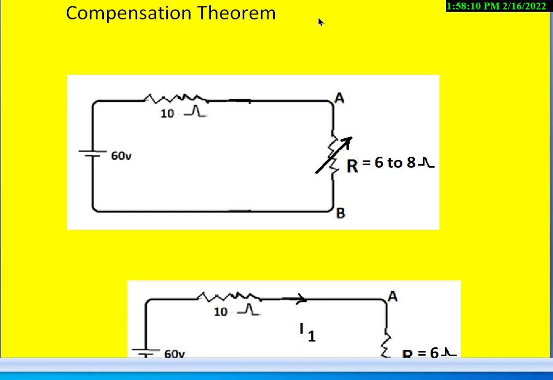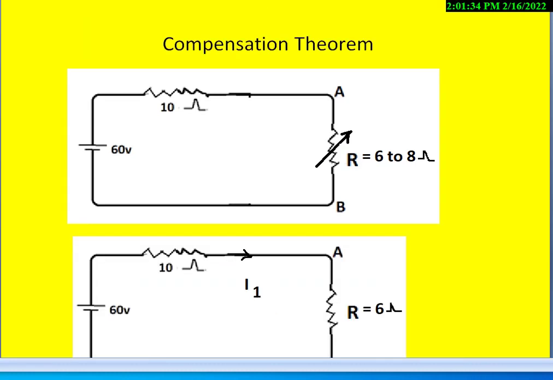So let me take another problem based on the compensation theorem. The compensation theorem is used only when there is a variation of resistance in the circuit. So look at this. This is 60 volts, 10 ohms, and there is a resistor which will vary from 6 to 8 ohms. Means initial value is 6, the final value is 8 ohms.